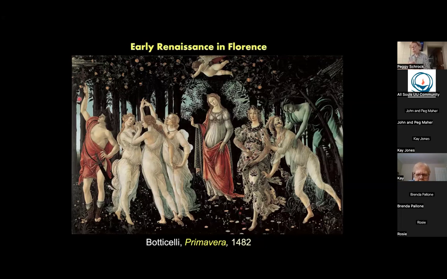This particular painting is not a fresco. It is a tempera on wooden panel, which is an old medieval medium. We know that some artists are using oil, but they're not really using oil yet in all of Italy.